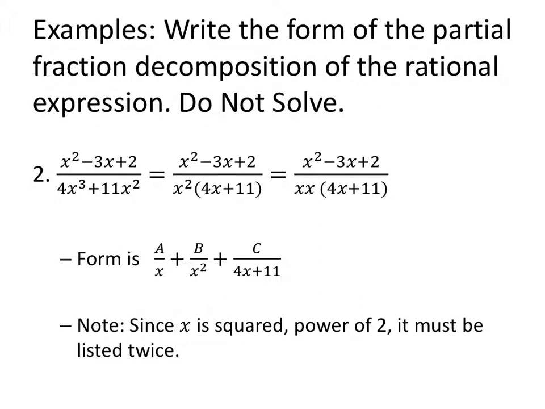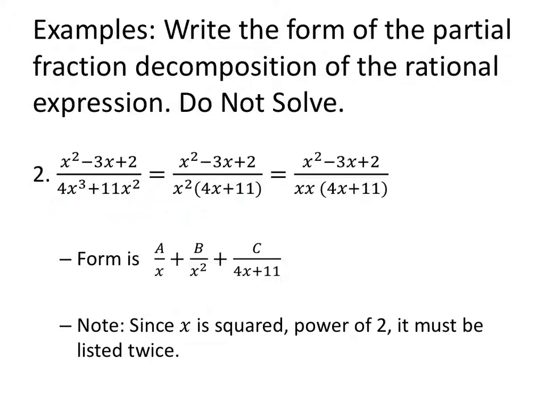So let's do a couple more examples. Given (x squared minus 3x plus 2) over (4x cubed plus 11x squared), notice I don't do anything with my numerator when it comes to setting up the form. In my denominator, that's all I care about. In the denominator, I'm going to factor out the x squared. I'm left with 4x plus 11.